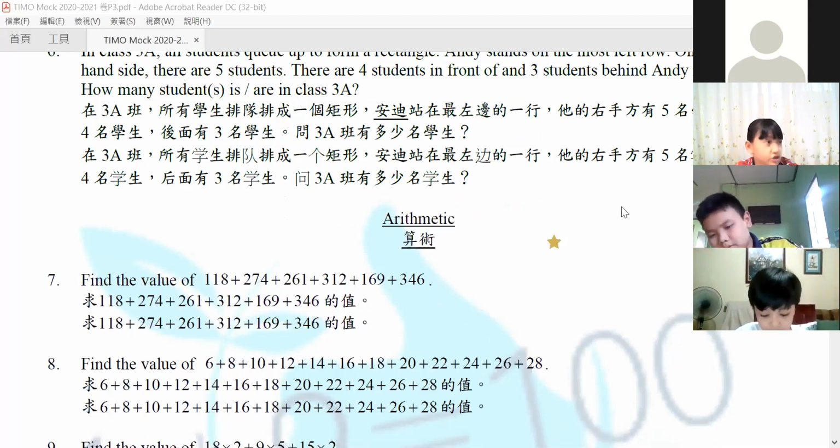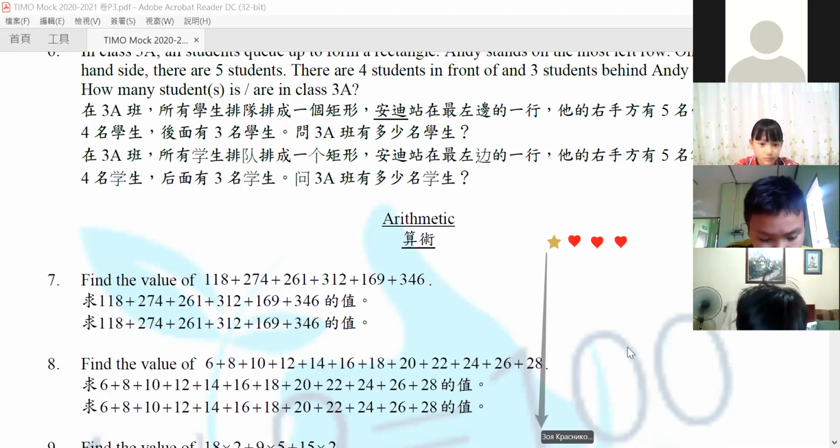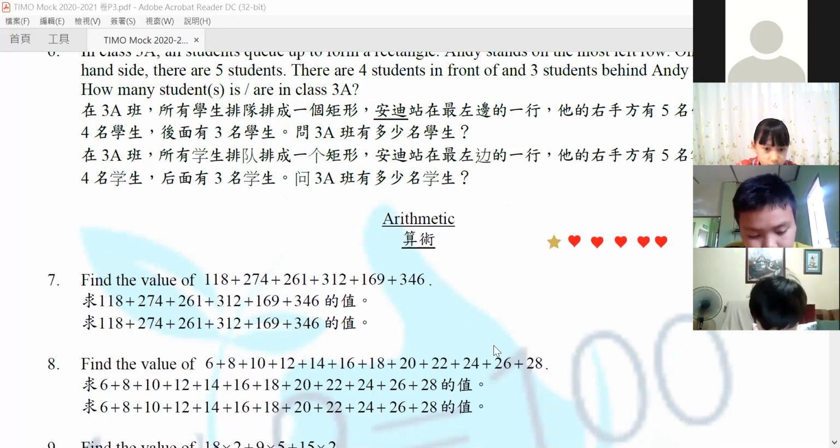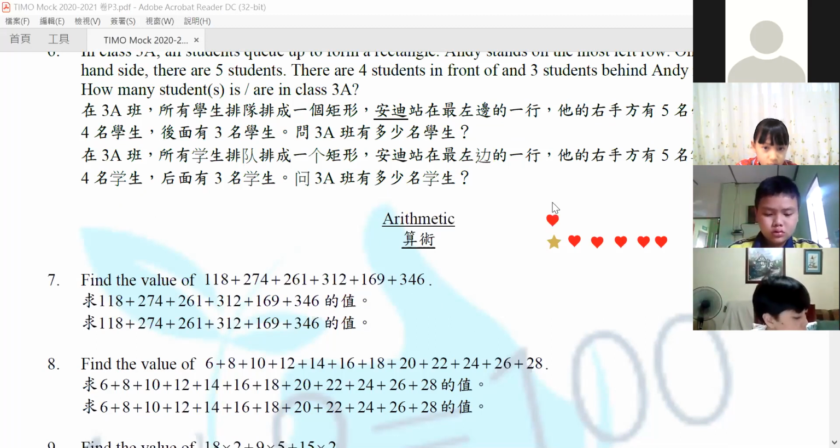Now on his right hand side, we have five students: 1, 2, 3, 4, 5. We have 5 pupils. And in front of him are 4 pupils: 1, 2, 3, 4. And behind him are 3 pupils.